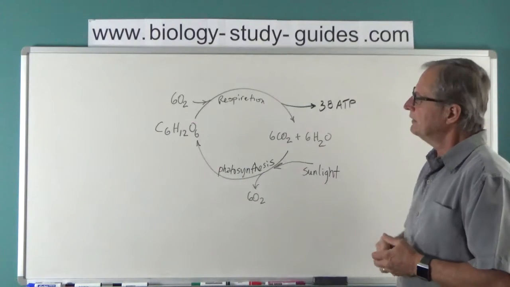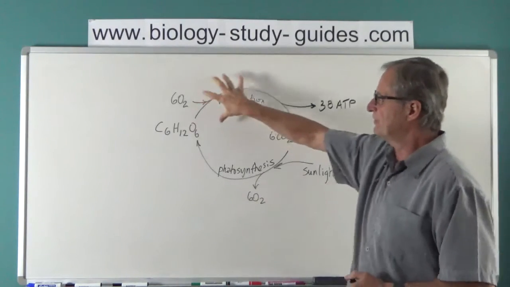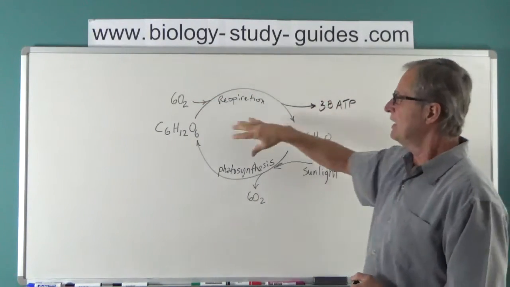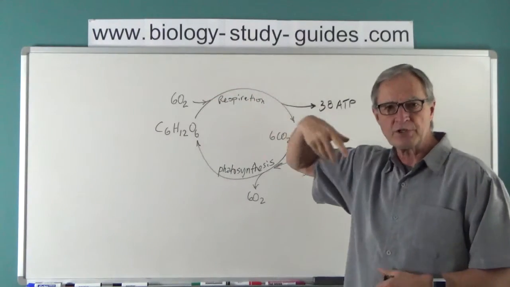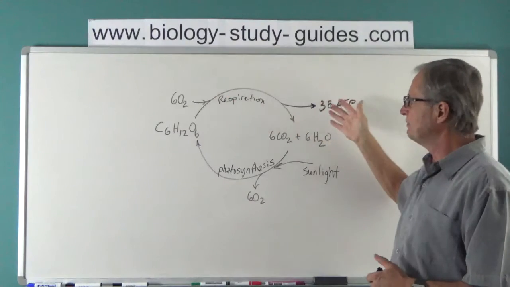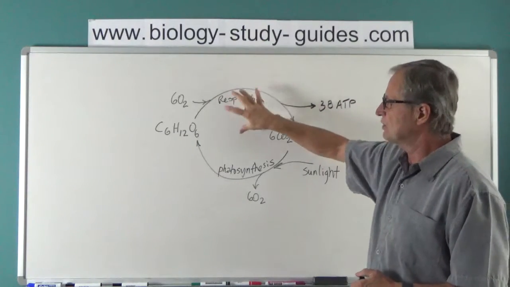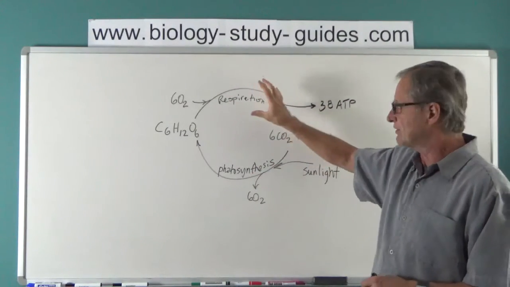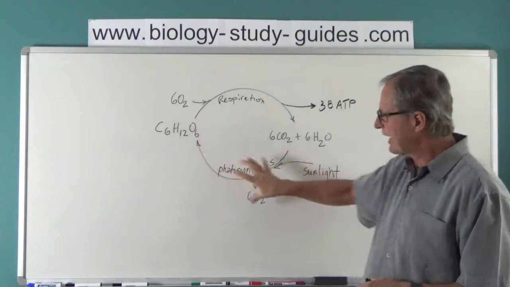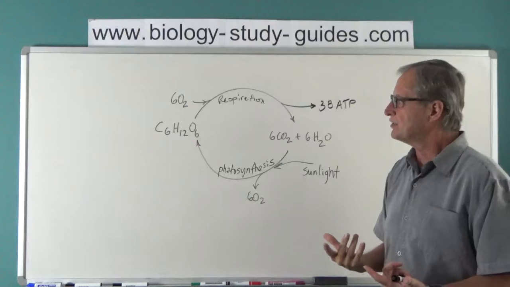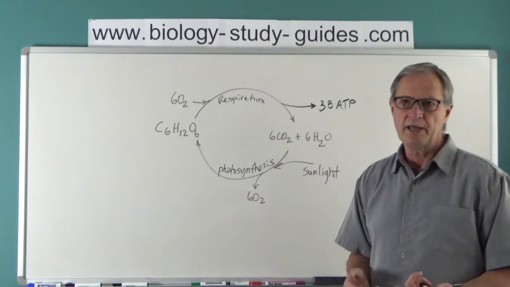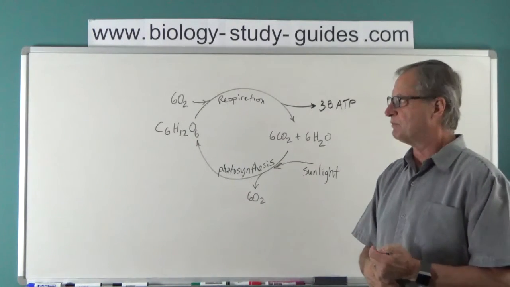Now, mitochondria look after this process here. Anaerobic respiration occurs in the cytoplasm, but most of the ATP is generated inside the mitochondria, the powerhouses of cells, and chloroplasts look after this process. So you might suggest a similarity between the two, and there is a similarity between the two.